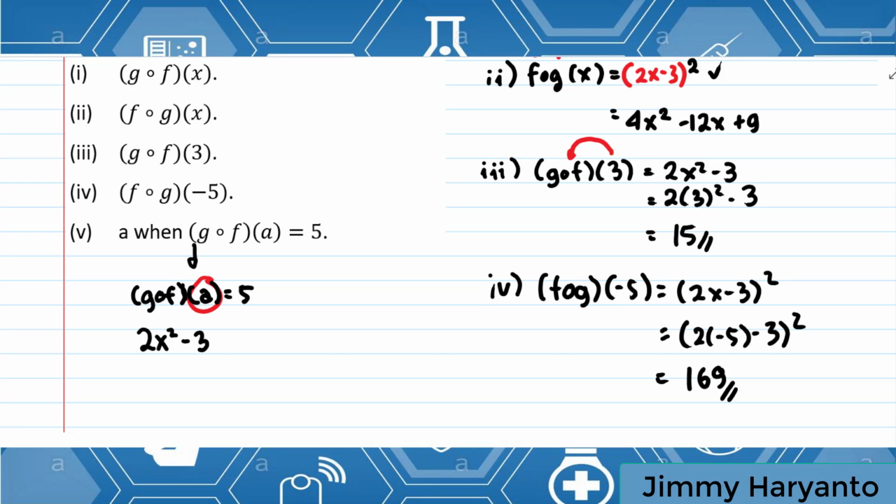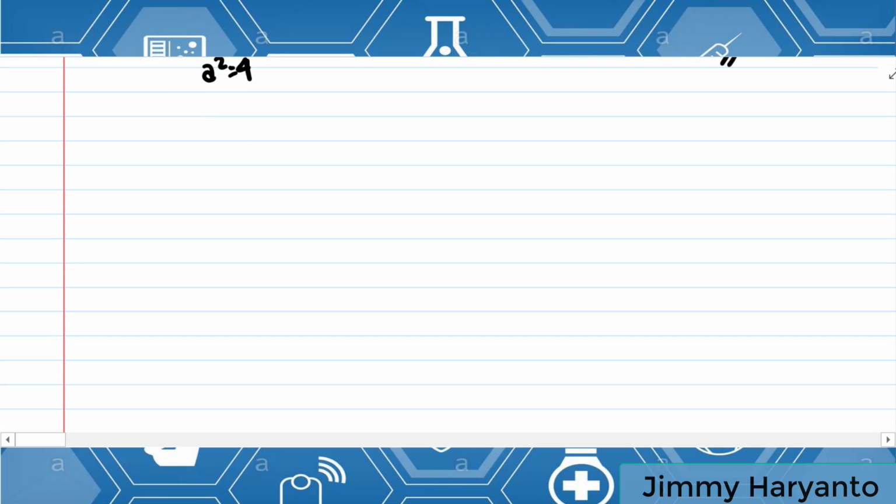Yeah, so I will erase this one into a² - 3 = 5. So 2a² = 8. a² = 4. And then remove the square: a = ±√4. a = ±2. Okay, so a can be 2 or can be negative 2.